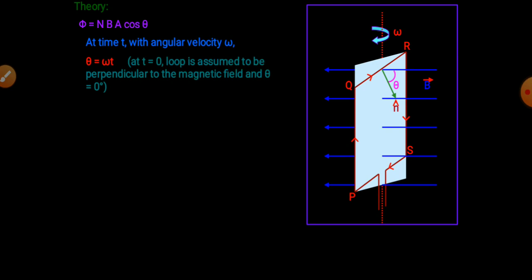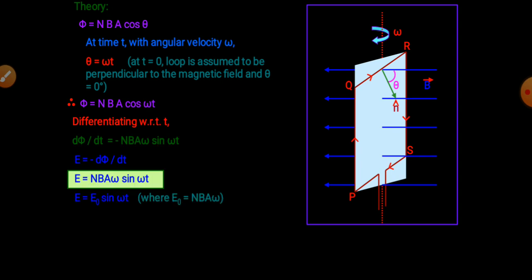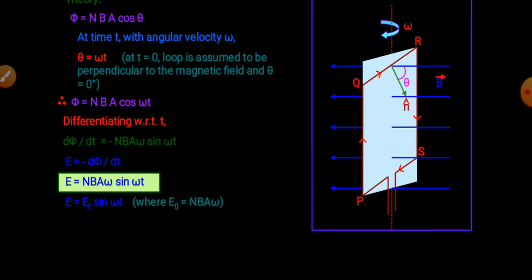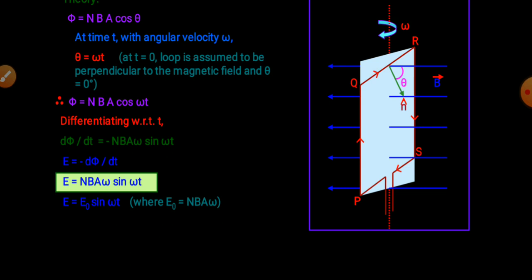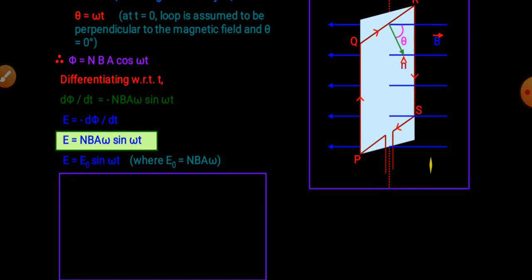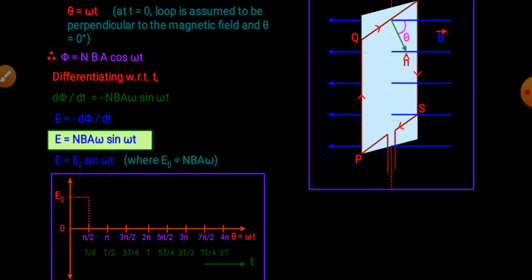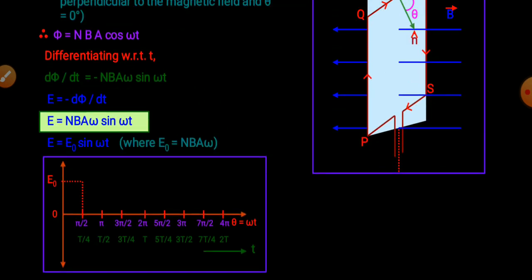At t equals 0, the loop is assumed to be perpendicular to the magnetic field and theta is 0. Phi equals NBA cos omega t. So differentiating this equation with respect to t, d phi over dt is equal to minus NBA omega sin omega t. E equals minus d phi over dt. E equals NBA omega sin omega t, equal to E naught sin omega t, where E naught equals NBA omega. The variation of induced EMF with time is shown in this figure.